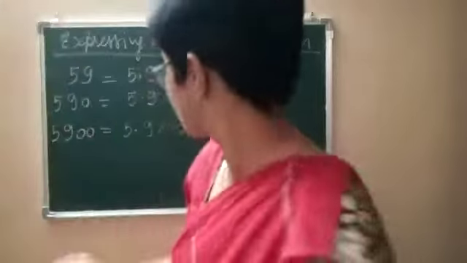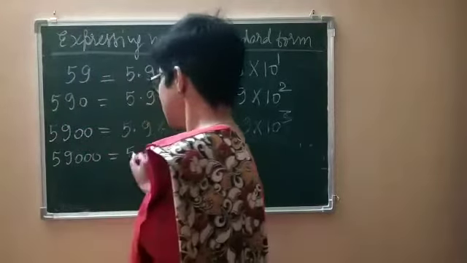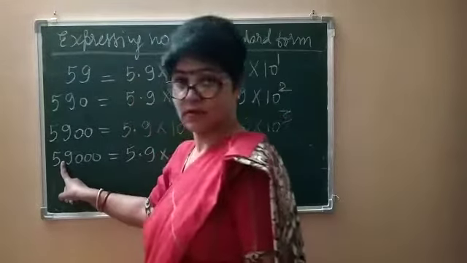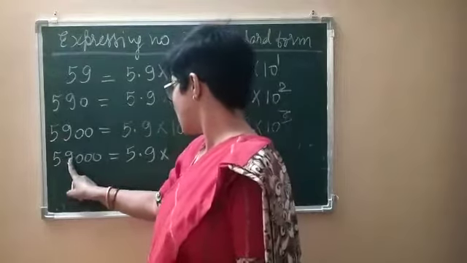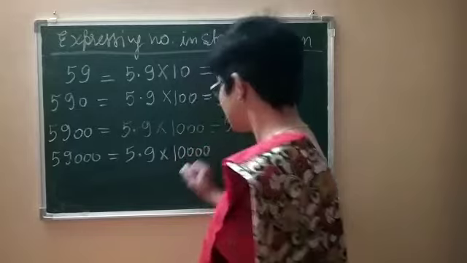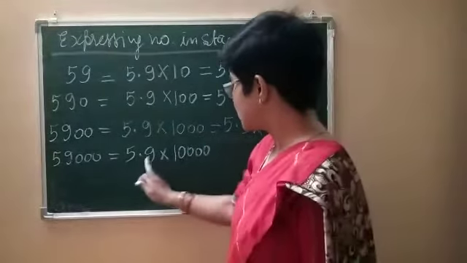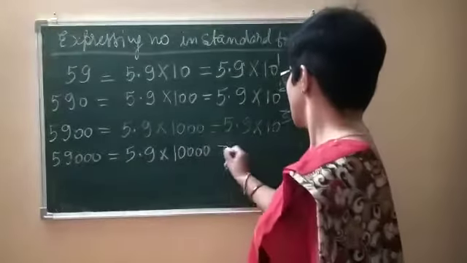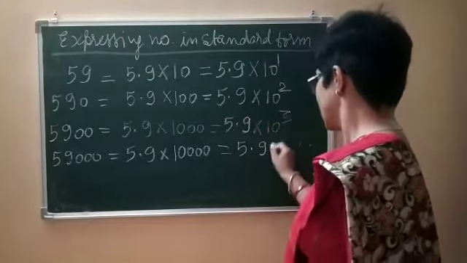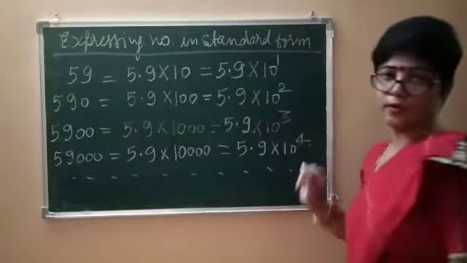Now 59,000. What can I write? After one digit I am supposed to place the decimal. So how many digits are we left with? 1, 2, 3, 4 digits are left, so 4 zeros will be here. When you multiply, you will get 59,000. So it is 5.9 into 10 raised to the power 4, and so on. Alright.